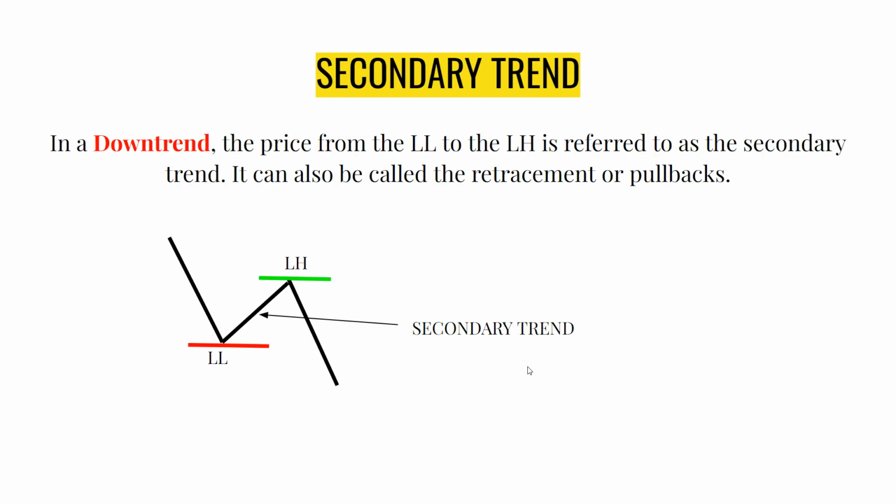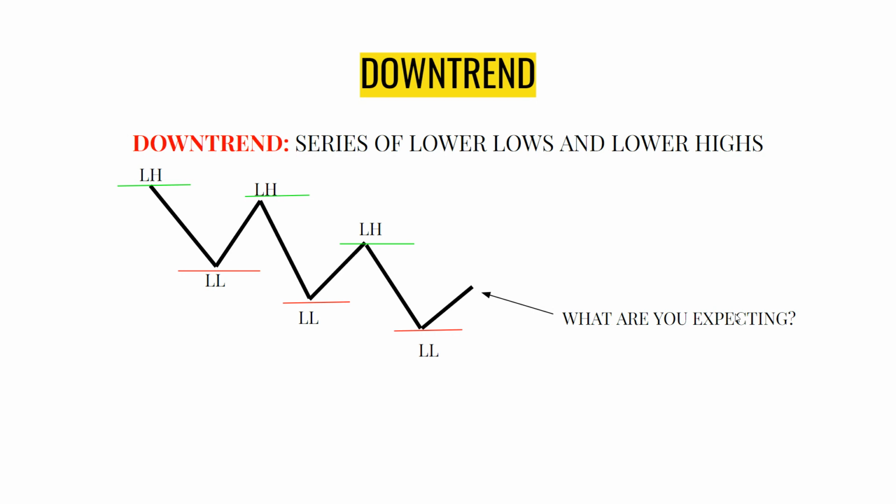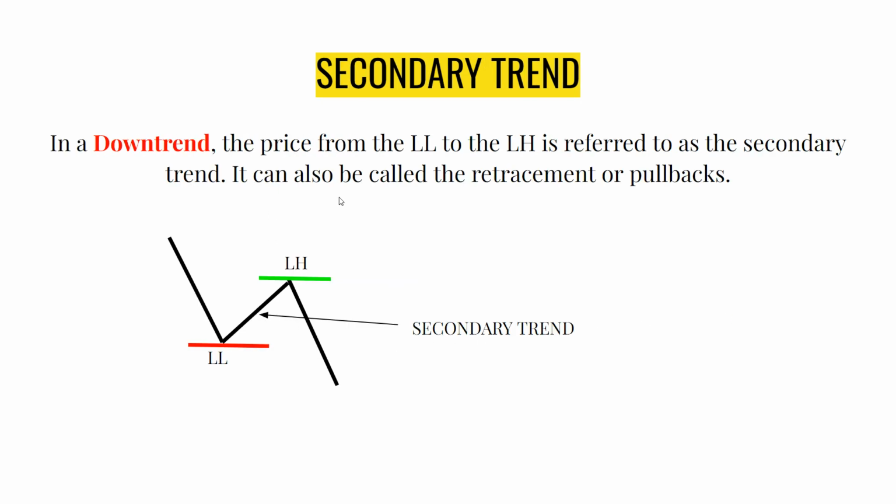That is why we said, what are you expecting? The secondary trend in a downtrend is the price moving from the lower low to the lower high. This can be called a retracement. There are so many names that mean the same thing in trading.